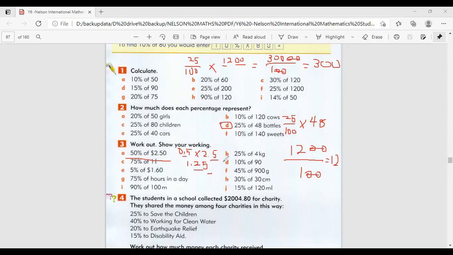Okay? So I want you to select any question 2 or question 3 to answer and submit to me. If you have any question, you can just ask. Okay, so I hope you understand how to find the percentage of a quantity or percentage of an amount.